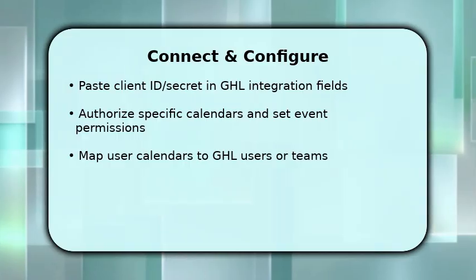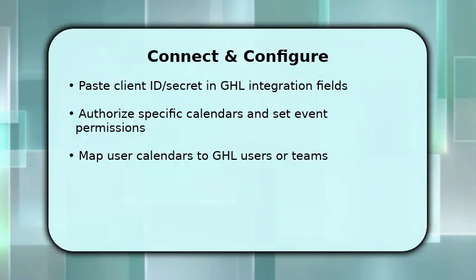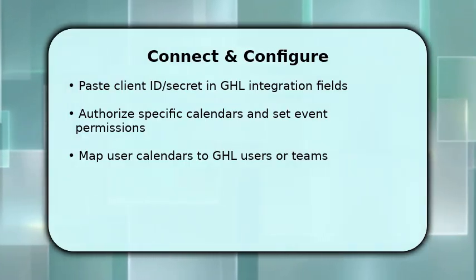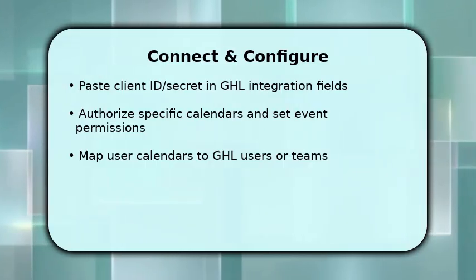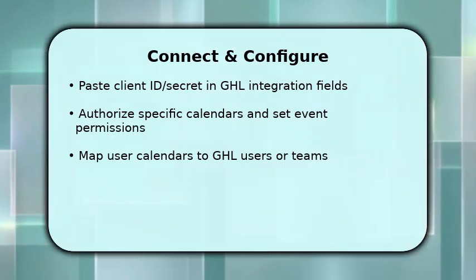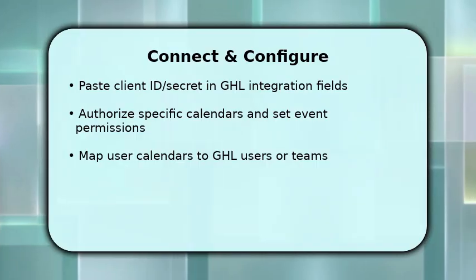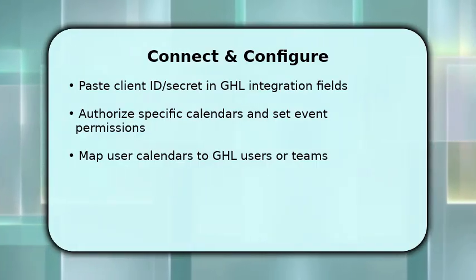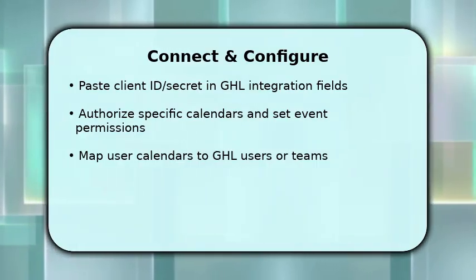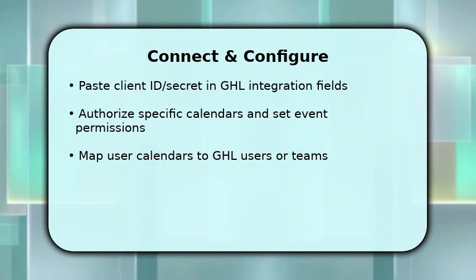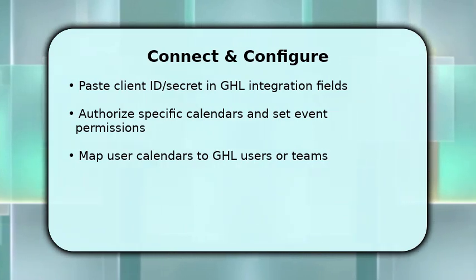Once authorized, map calendars to specific GHL users or teams. This controls where bookings and notifications appear. Make sure time zone and working hours match between systems to avoid double bookings, and save the integration settings to enable live two-way syncing of events. Finalize by running a practical test.